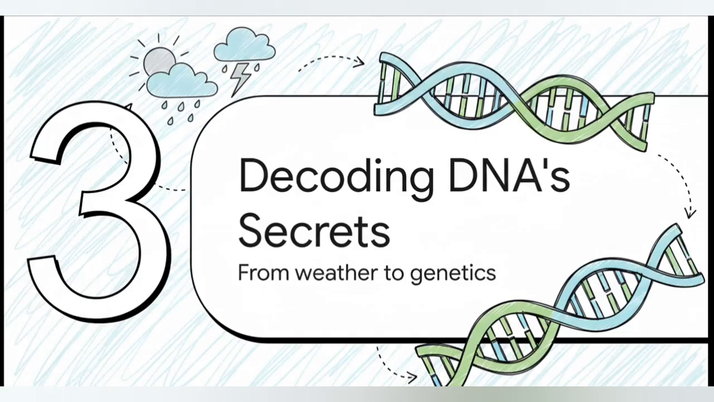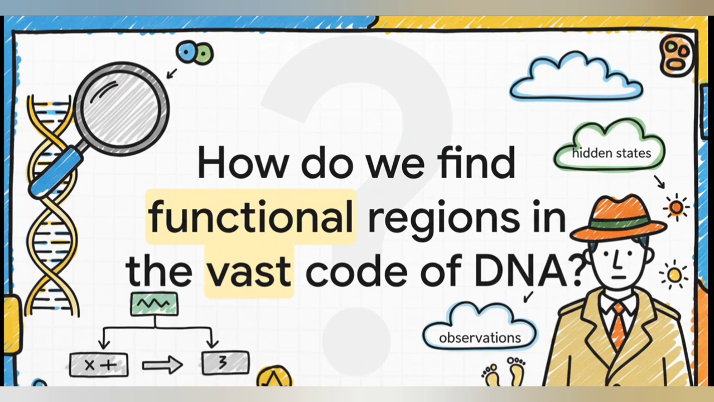So, okay, we figured out a little weather puzzle. But what's the big deal, right? Well, this is where it gets really mind-blowing, because this exact same detective logic is used to unlock one of the most profound mysteries of all, the code that's hidden inside our own DNA. Think about it. The human genome is billions of letters long. And it's not just some random jumble of A's, C's, G's, and T's. It's organized into different functional regions. But here's the problem. Those regions aren't labeled. They're hidden. So how in the world do scientists find them?